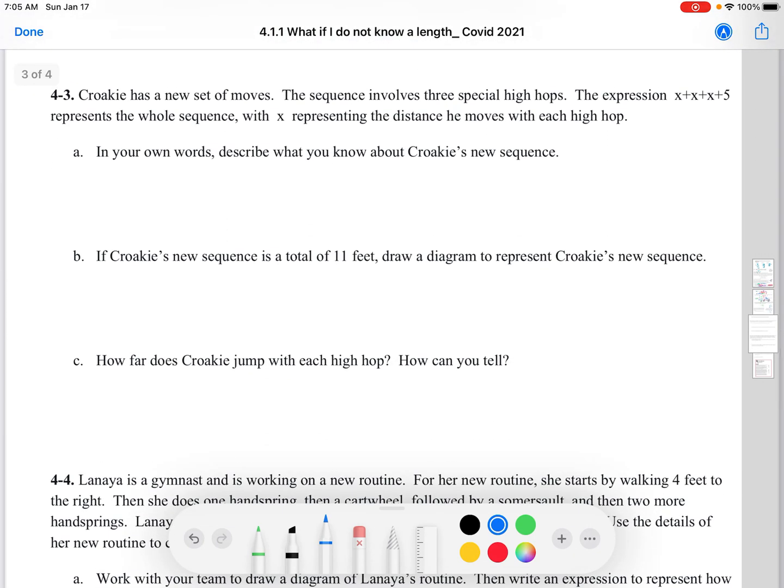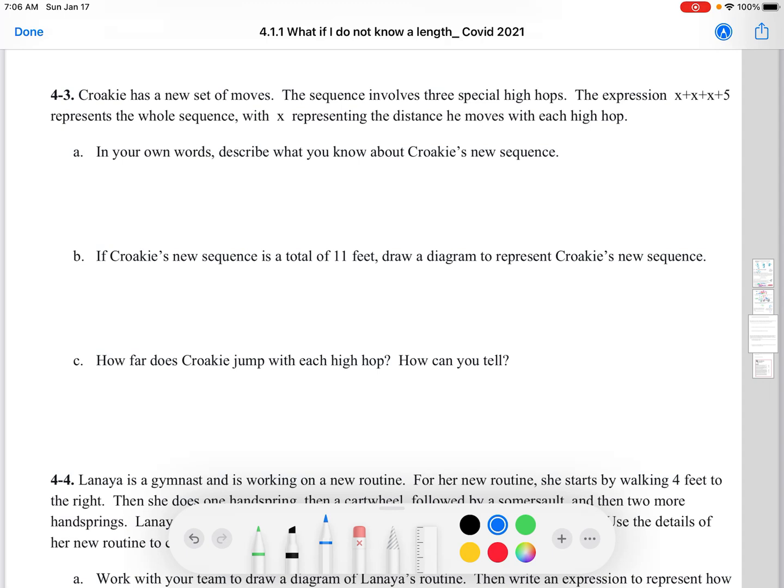Last problem, even though we have other ones down below. Croaky has a new set of moves. This sequence involves 3 special high hops. The expression x plus x plus x plus 5 represents the whole sequence, with x representing the distance he moves with each high hop. In your words, describe what you know about Croaky's new sequence. I'm not going to write it. You can write it. Croaky has 3 high hops to the right and another hop of 5 to the right.